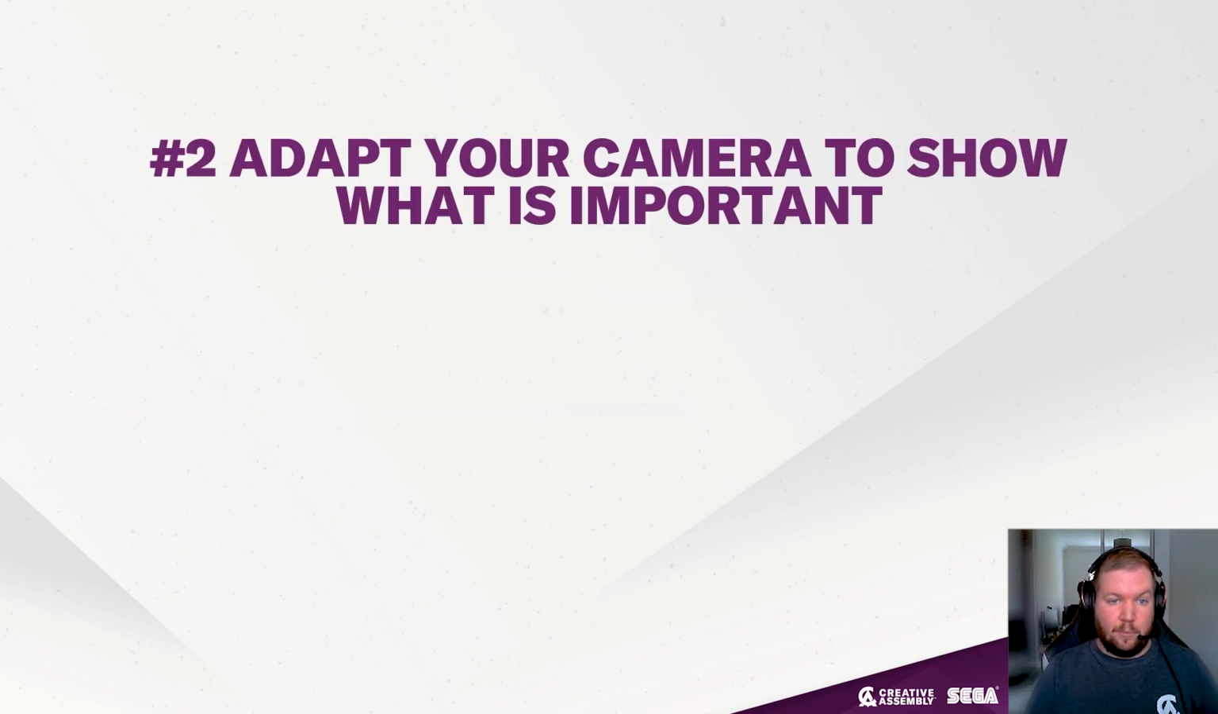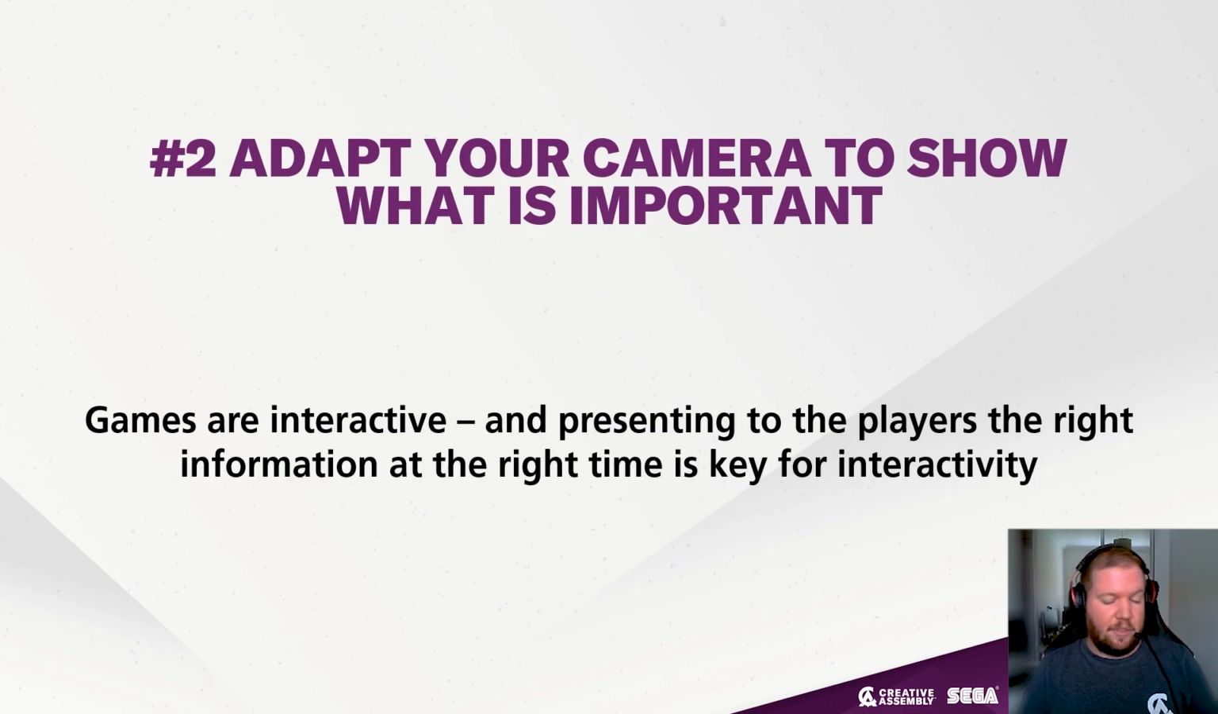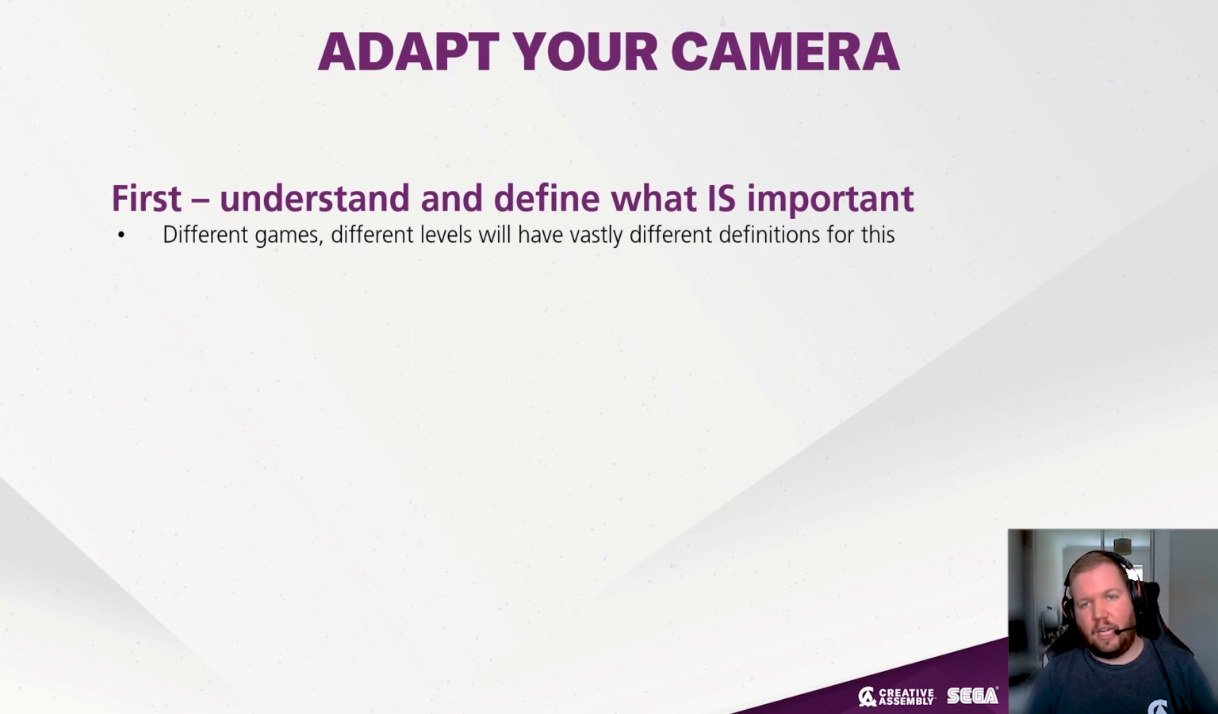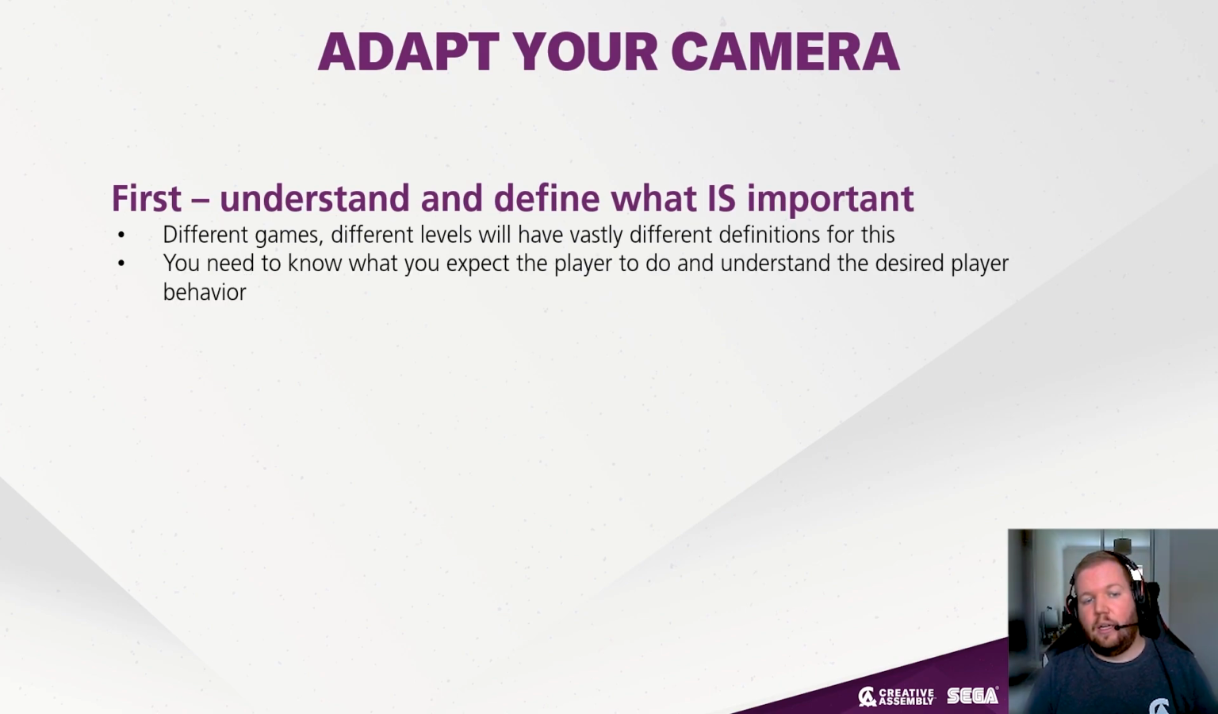So tip number 2, adapt your camera to show what is important. So games are interactive, and presenting the players with the right information at the right time is key for this interactivity. So first you need to understand and define what is important. Different games, different levels within your games will have different definitions for this. You need to know what you expect the player to do and understand the sort of desired player behavior when you try to adapt your camera.